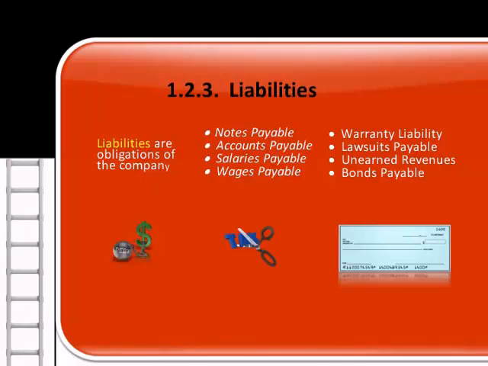Liabilities also include amounts received in advance for future services. Since the amount received, recorded as the asset cash, has not yet been earned, the company defers the reporting of revenues, and instead reports a liability, such as unearned revenues, or customer deposits. Examples of liabilities: notes payable, accounts payable, salaries payable, wages payable, interest payable, other accrued expenses payable, income taxes payable, customer deposits, warranty liability, lawsuits payable, unearned revenues, bonds payable, etc.